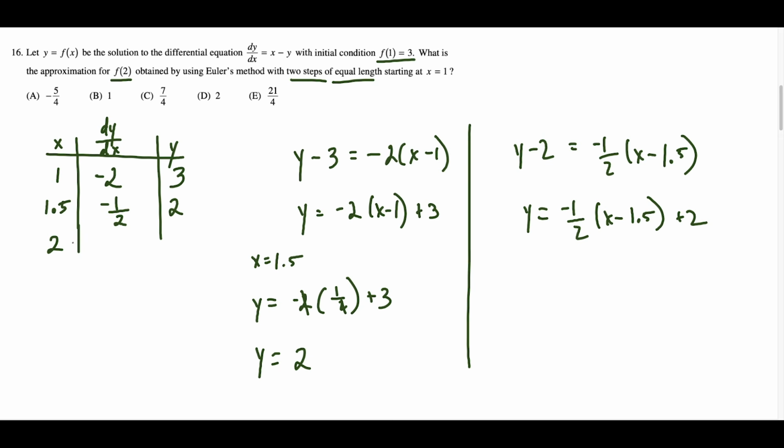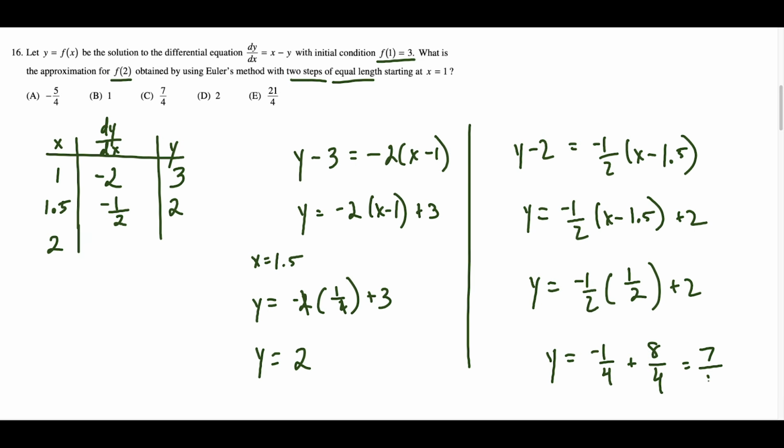We have negative 1/2 times x minus 1.5, plus 2. What we're going to do is plug in x equals 2, and we'll get our approximation for the function at x equals 2. So we're going to have y equals negative 1/2 times, when we plug in x equals 2, 2 minus 1 1/2 is 1/2, and then plus 2. So now we've got y equals negative 1/4 plus 2, but 2 is equal to 8 over 4. So this is just going to be equal to 7/4. And y equals 7/4 is our approximation for f of 2. So we're going to go with choice C here.